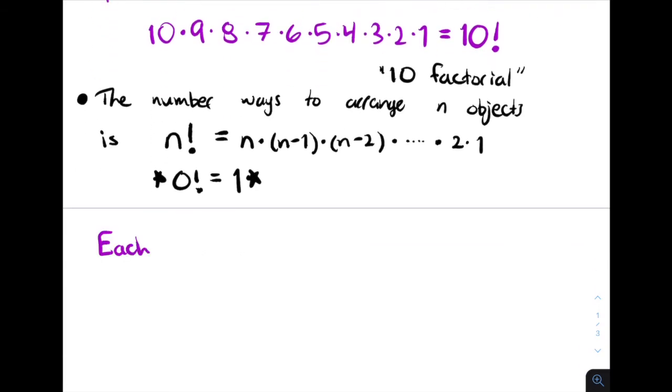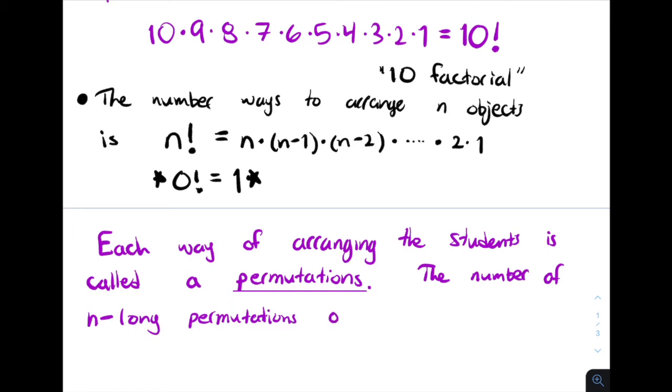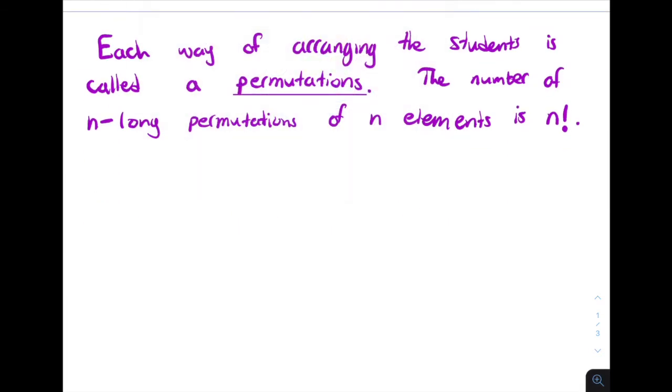In this previous example, each way of lining up the students is called a permutation. We'll say that the number of n-long permutations of n elements is n factorial. However, in general, the length of the permutation and the number of elements don't have to be the same number.